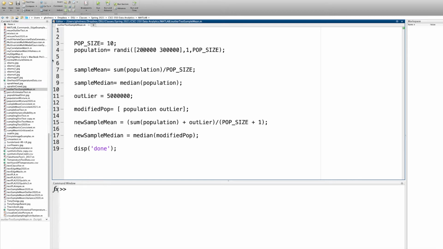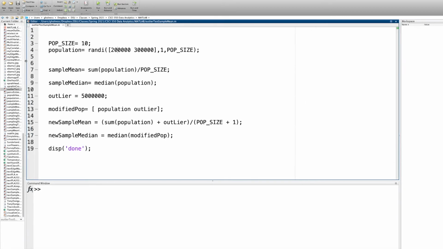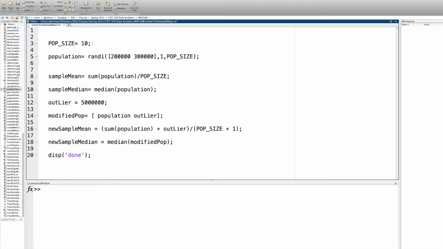So we're here in MATLAB, and we're going to take a look at a demonstration concerning the brittleness of the sample mean to outliers. We're going to start out with a population size of 10. So we're going to have 10 measurements, or 10 individuals, comprising our group, and let's assume these are samples, which they are. Let's imagine they represent housing prices. You sample some houses in an area, and you look at the price of those houses, and you calculate the sample mean from it.